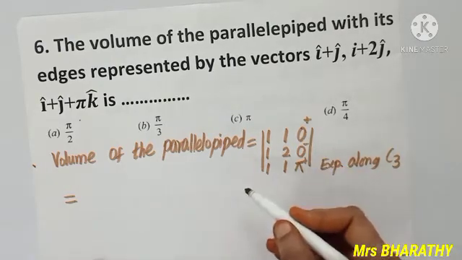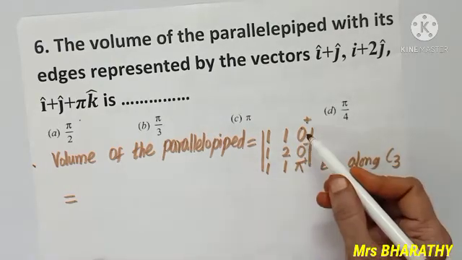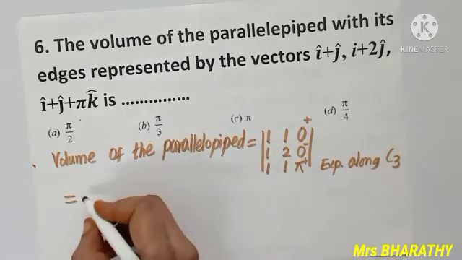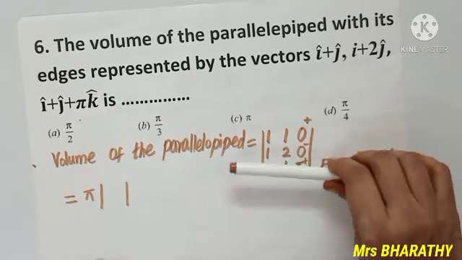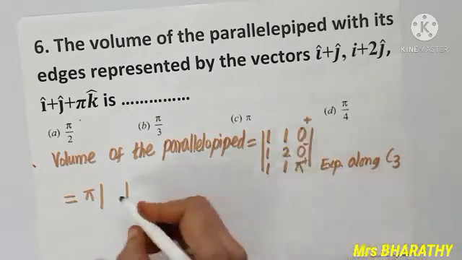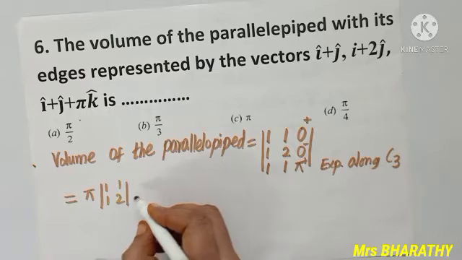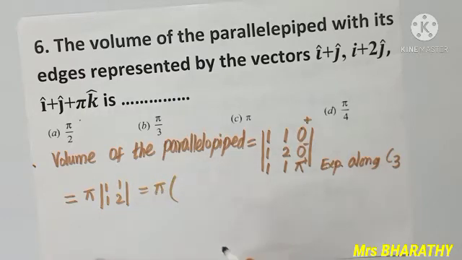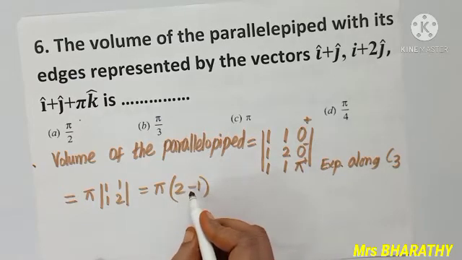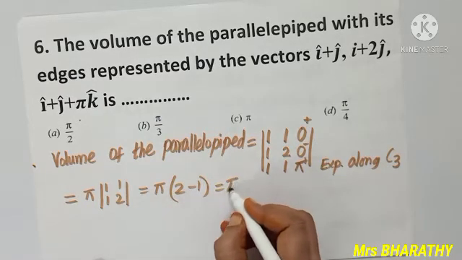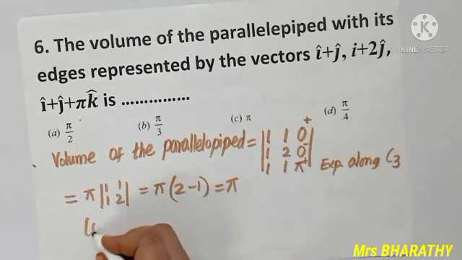0 into anything is 0, 0 into anything is 0, forget it, only this is left. Pi into, hide the row, hide the column. We are left with 1, 1, 1, 2. So it is pi into 2 minus 1. 2 minus 1 is 1, 1 into pi is pi. So the correct option is C.